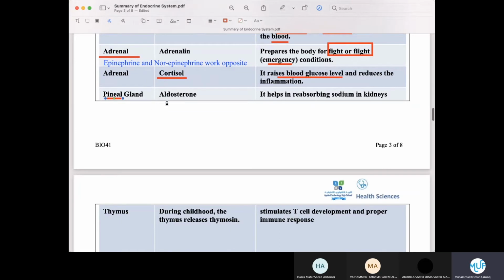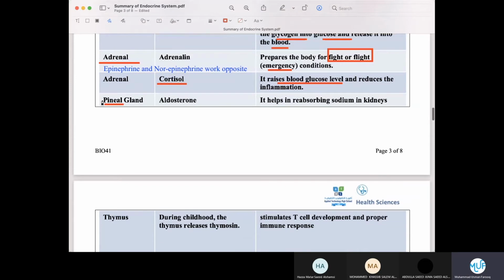Pineal gland, this one is actually wrong. This is not by the pineal gland. Leave it, just cross it out. No need for this, because it is mistakenly here.